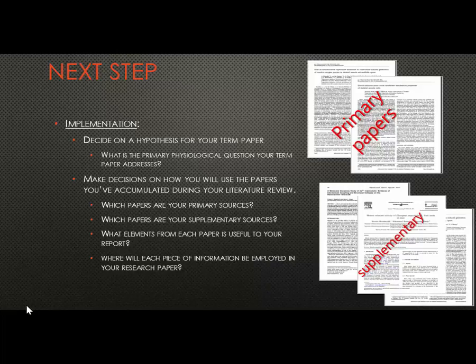You might want to make a note with each of your supplementary papers of which elements you thought were important that you might want to include in your final report from that paper. And then, for those pieces of information, where do they belong in your research paper? And already mentally you're starting to build an outline.